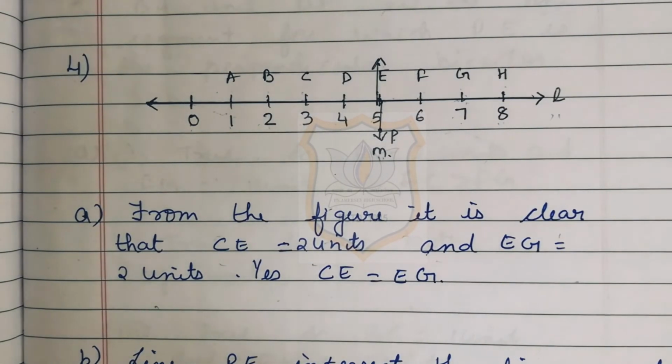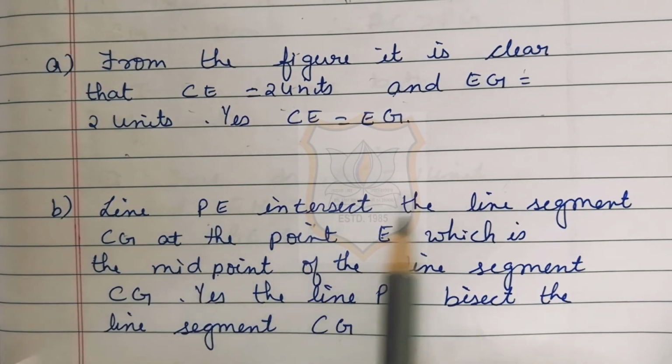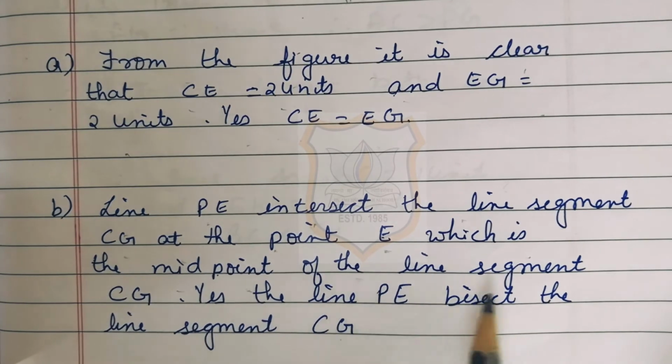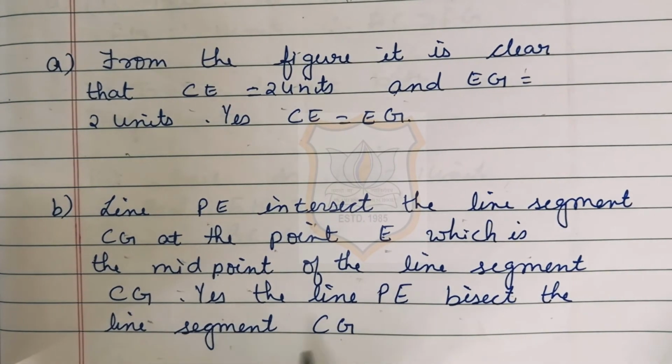Now B part of question number 4 is, does PE bisect CG? Here we have to find out whether PE bisects CG or not. Line PE intersects line segment CG at the point E, which is the midpoint of line segment CG. Yes, the line PE bisects the line segment CG.